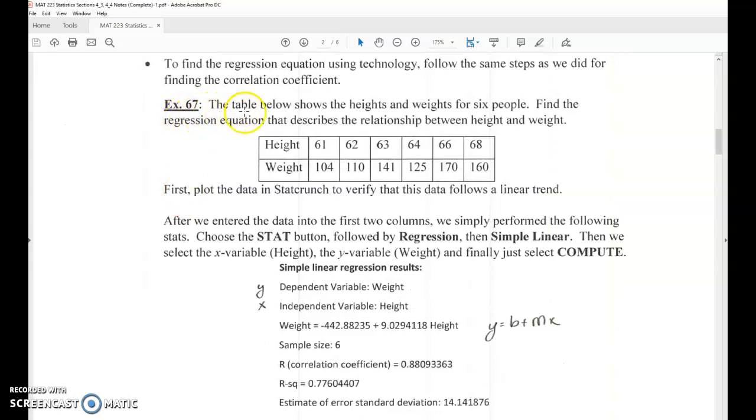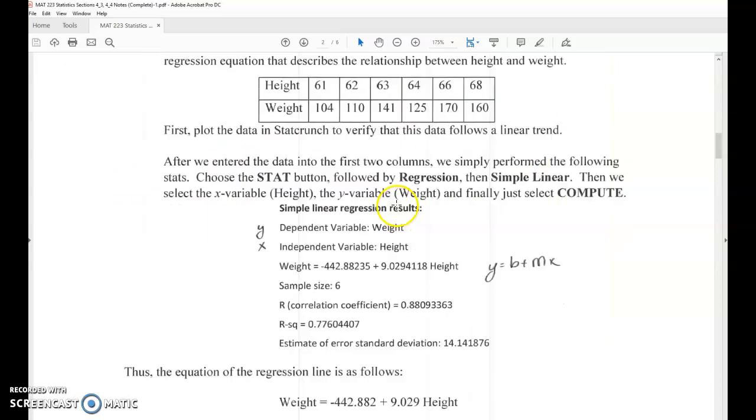Example 67: here we have a table showing the heights and weights for 6 people. Find the regression equation that describes the relationship between height and weight. First we're going to plot the data in StatCrunch to verify that this data follows a linear trend. We should always do that. If it doesn't follow a linear trend, then all of this is malarkey. It's not real stats. It doesn't mean anything if we don't have a linear trend.